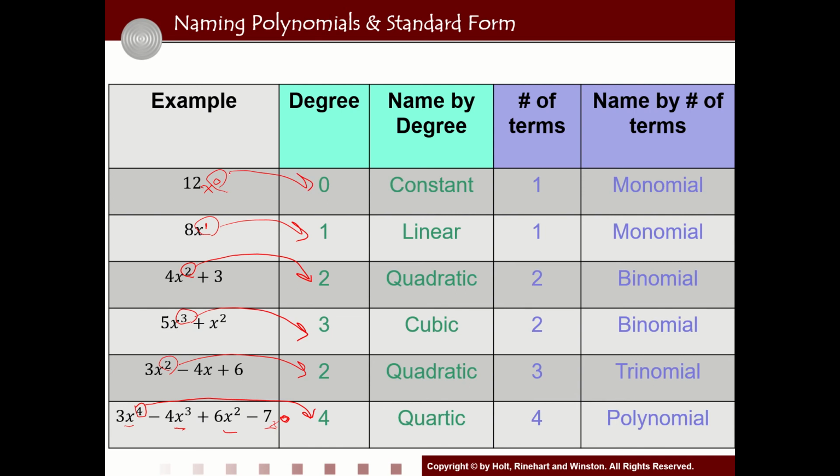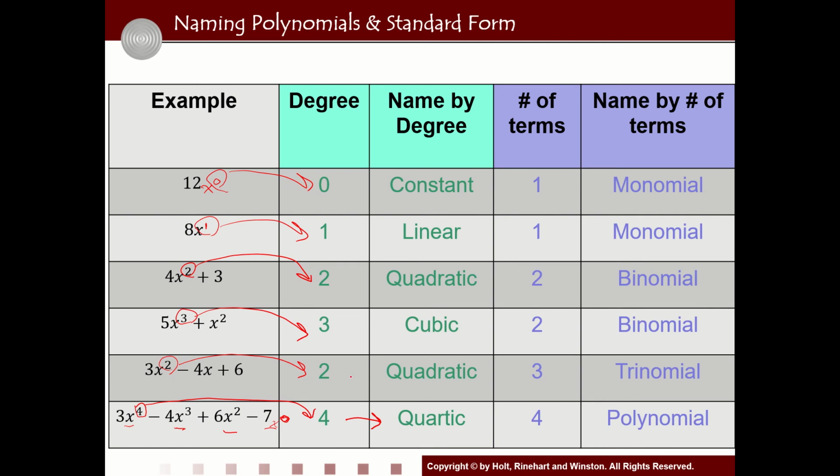And that is the only exponent we have, so that degree is 0. Then you can see name by degree. Based off of the number degree, there's a special name for that. So if we have a degree of 4, the name is quartic, like quarters. There's 4 quarters in a dollar.